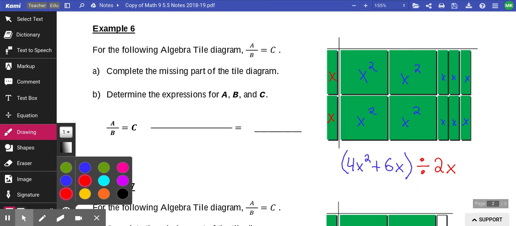Would it be 2x squared plus 3x? You're close. Oh, wait. So like the 2 at the start, that's the squares.